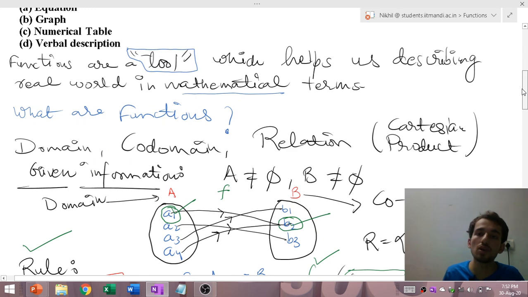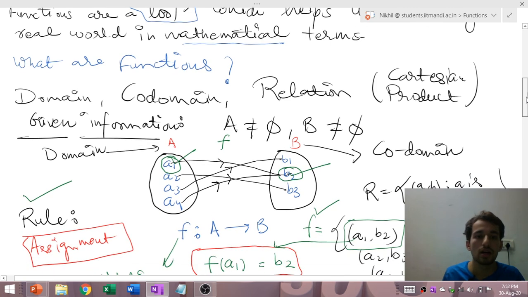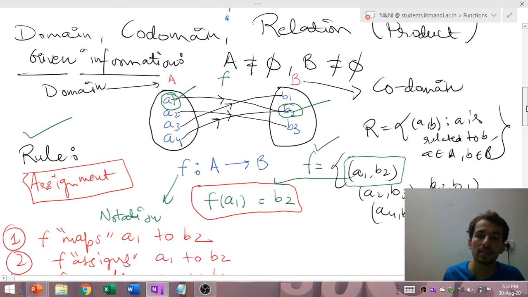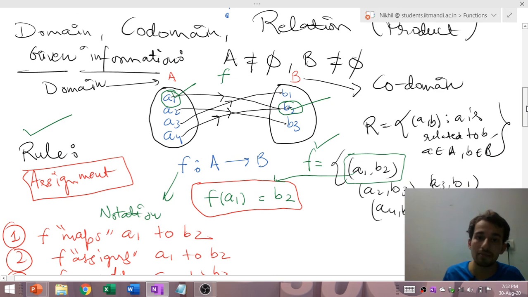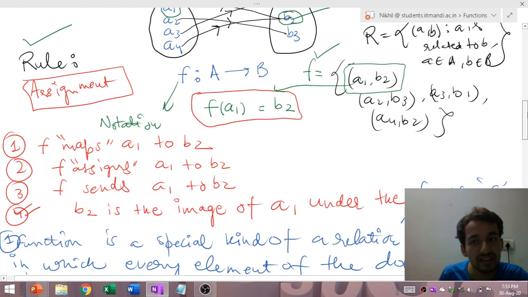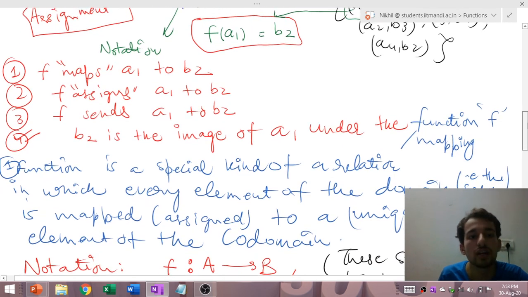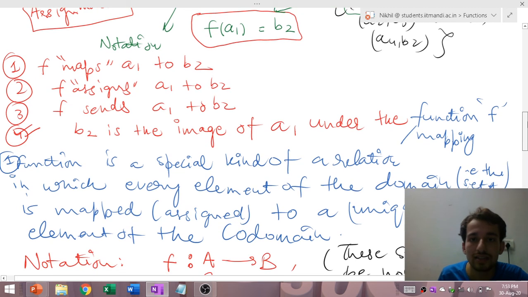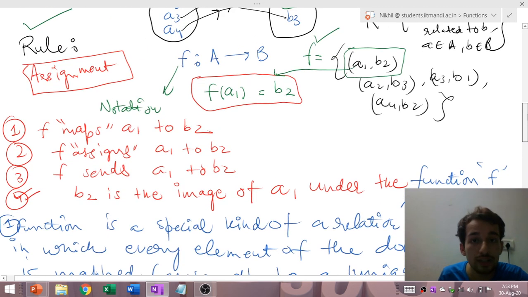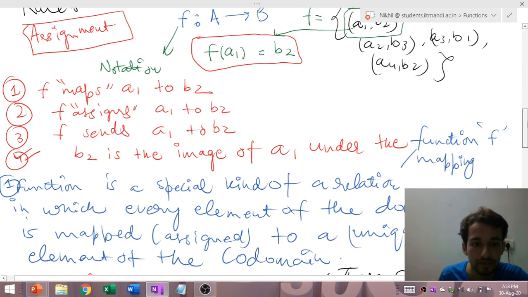So a function is a tool which we use to understand real world problems in mathematical terms, and we have defined a function using 2 non-empty sets A and B, which contain some elements. The set A was called the domain, the set B is called the codomain, and what this function says is that you can assign only one element of the codomain to a single element of the domain. So it's a special kind of relation in which only a single element is related to the second element. Fine. These are possible ways of writing this function: function maps, assigns, or sends. This element which you are getting from the codomain is called the image of the element from the domain.